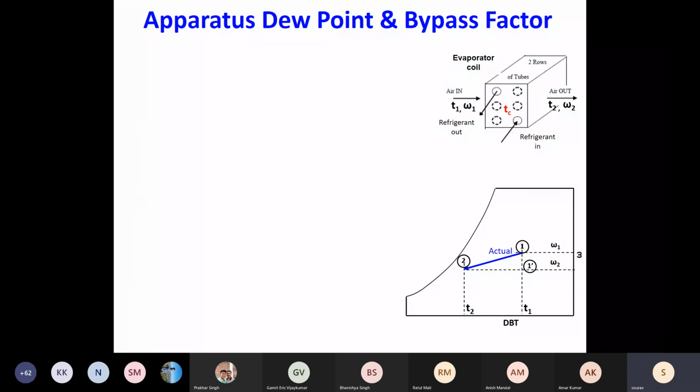So the apparatus that we use is the same. Again, we have the refrigerant coil. You have refrigerant entering as liquid plus vapor, coming out as saturated vapor or superheated vapor. But the only thing is now you are maintaining the coil temperature below the incoming air's dew point temperature. And this is your process.